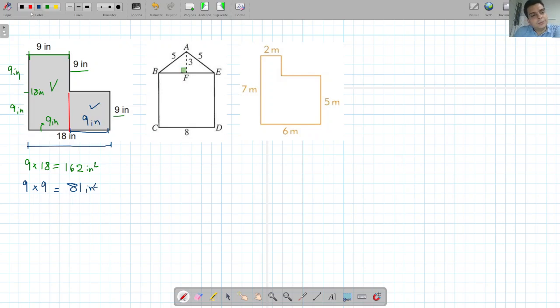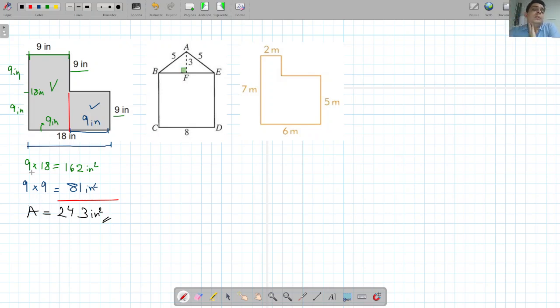If we add them together, this is going to be 243 inches squared. That is going to be the area. How do we always try to answer? You can write like this: area equals and the final result.